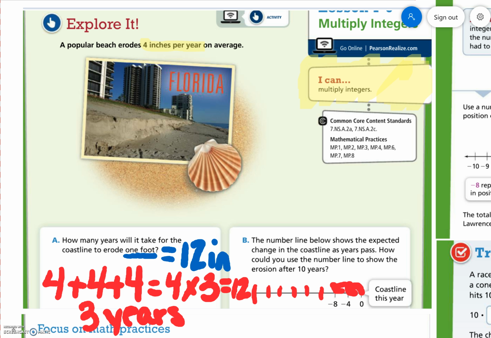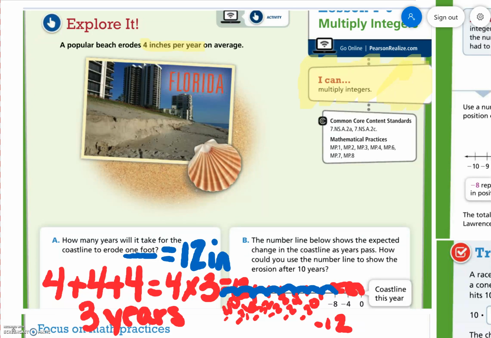So 1, 2, 3, 4, 5, 6, 7, 8, 9, 10. And we're counting backwards by 4s. So that's -4, -8, -12, -16, -20, -24, -28, -32, -36, -40. It should be at 1, 2, 3, 4, 5, 6, 7, 8, 9, 10.